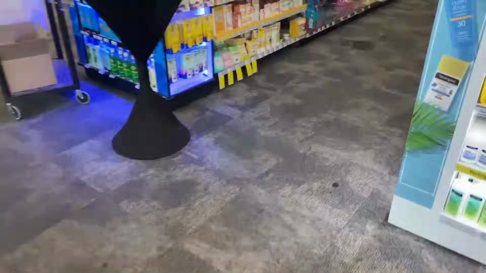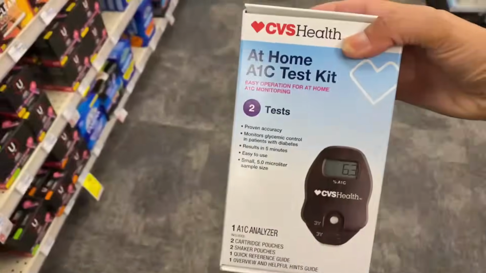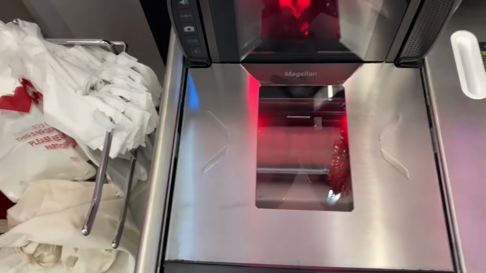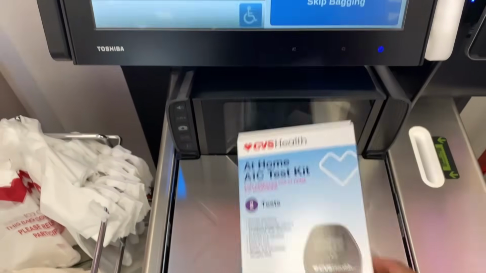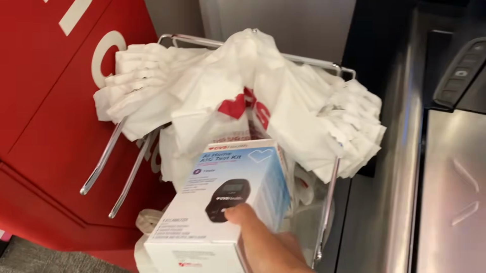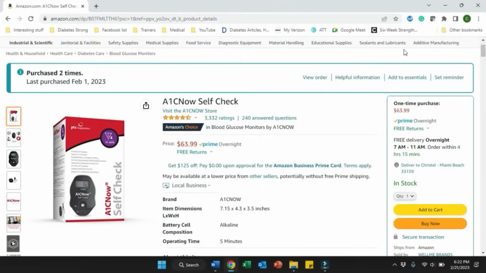The at-home A1C test kit is an over-the-counter product, so you don't need a prescription to buy one. You can just go in and pick it up. I bought them from a few different places over the years, including my local pharmacy, which is a CVS, as well as from Amazon. Let me show you how to do the at-home test.